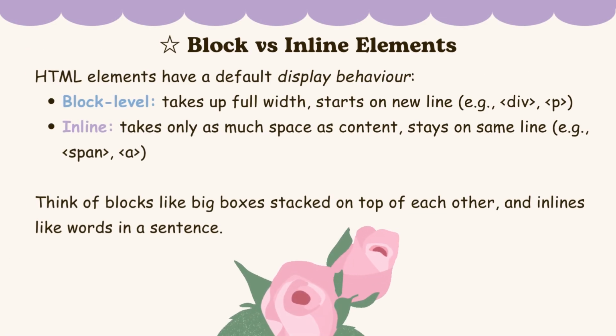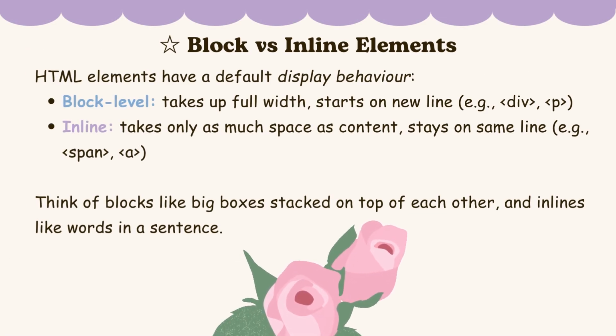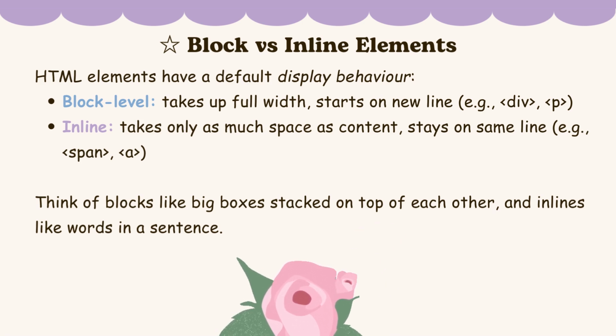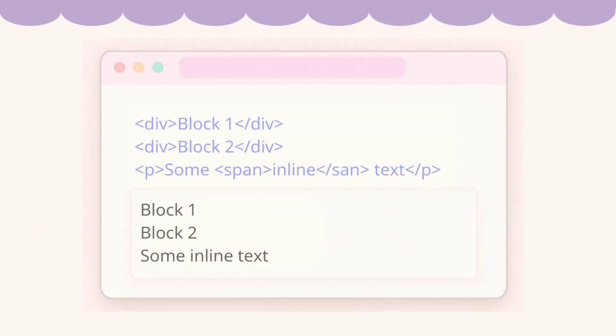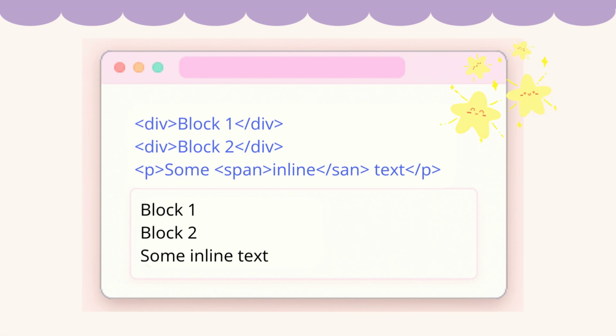HTML elements have a default display behavior. Block-level elements take up the full width and start on a new line, like div and p. Inline elements only take as much space as their content, and stay on the same line, like span and a. Think of blocks like big boxes stacked on top of each other, and inlines like words in a sentence.